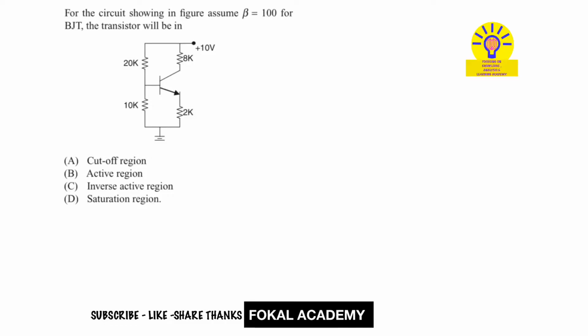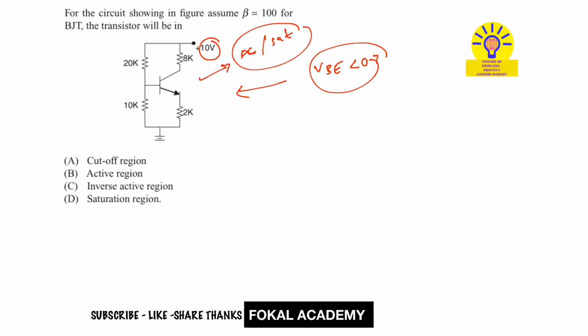See here in this problem, this is a very important model. This is a self-bias circuit. For the circuit shown in the figure, assume that beta is equal to 100 for the BJT. Will the transistor operate in cutoff region, active region, inverse active region or saturation? This is the question. Cutoff region means the base to emitter voltage VBE must be less than 0.7 volts. That is not possible in this circuit because the source voltage VCC is 10 volts. So this circuit may be in the active region or saturation region. Now check whether the given circuit is in the active region or saturation region. But what is the condition for the active region?